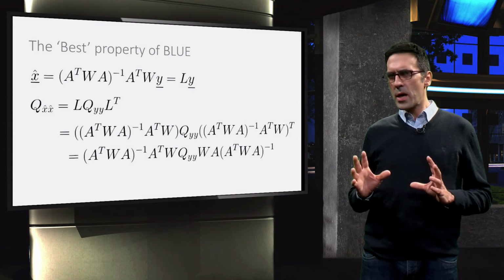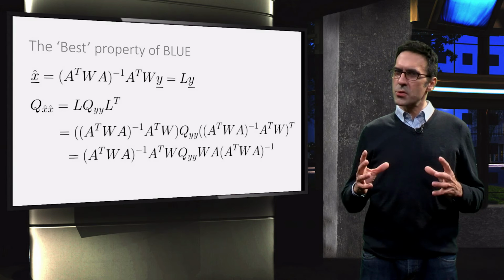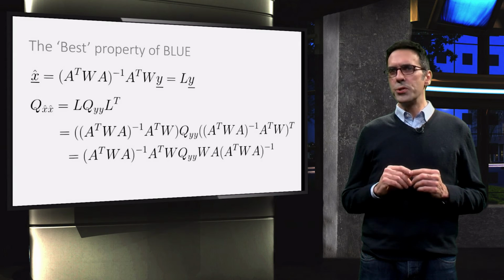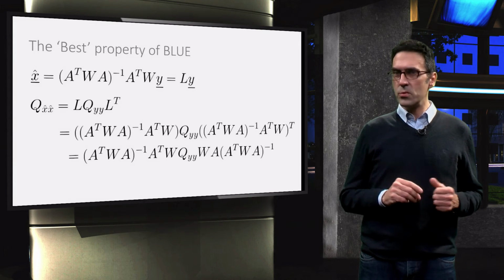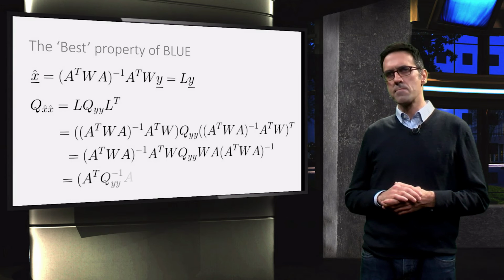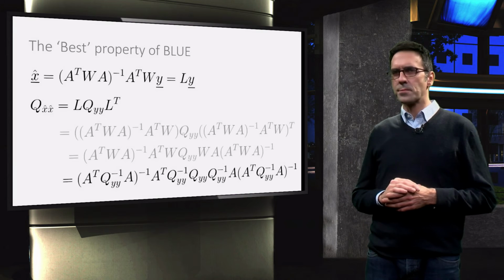Now, without going too much in detail, I would like to show that this equation can collapse to a much more elegant form. And for this to happen, we should replace the weight matrix W with the inverse of the covariance matrix. Let's clean up what we have obtained now.